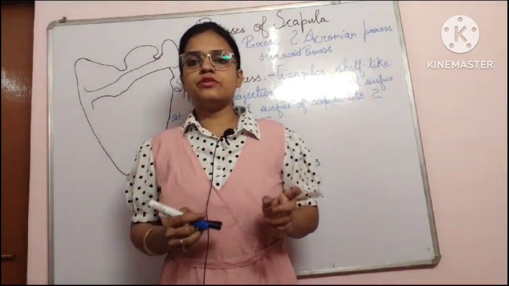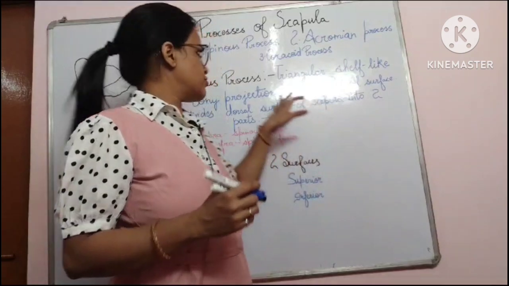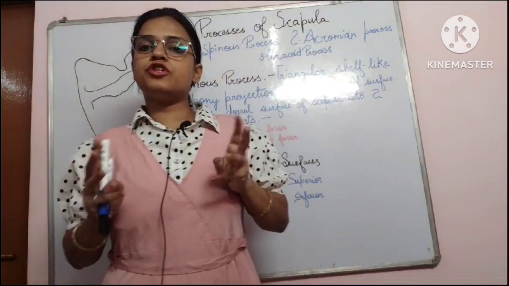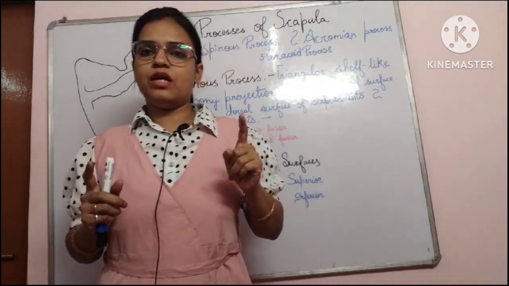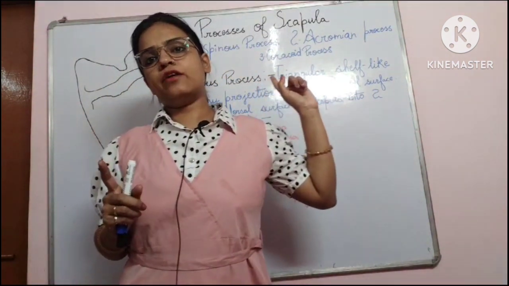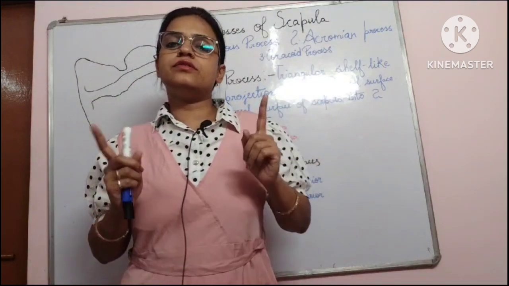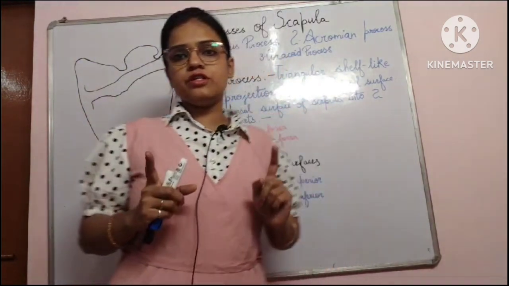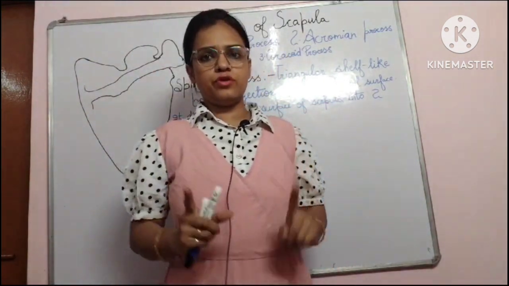So today we are going to study the processes of a scapula. We have three processes of a scapula. First is spinous process, second is acromion process, and third one is coracoid process. So first we would start with spinous process.